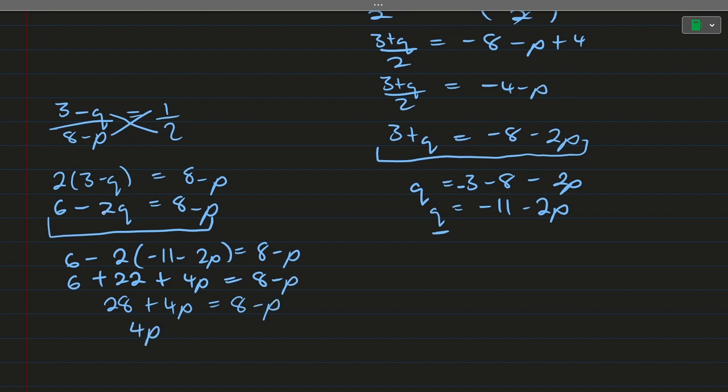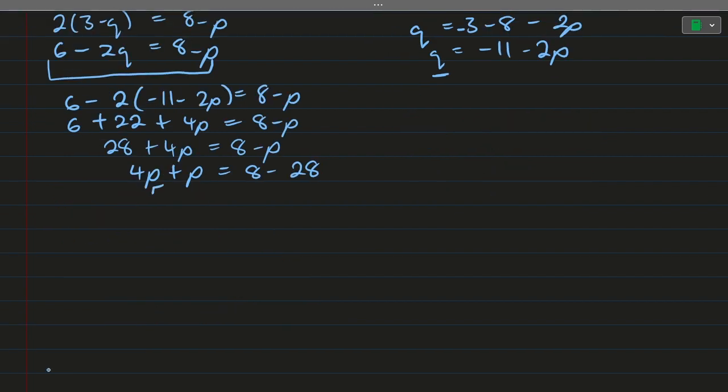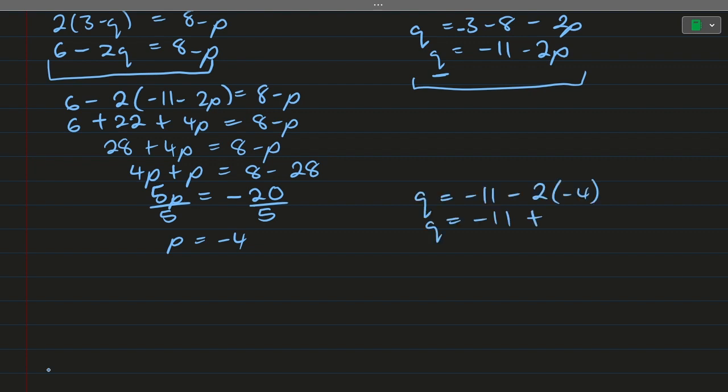And let's move the -p to the left hand side, so it becomes plus p, and 5p is equal to 8 minus 28, which is minus 20. Divide both sides by 5 and you get p is equal to negative 4. Now let's go back to this equation to evaluate q. So q is equal to negative 11 minus 2 times p, substitute p with negative 4, get q is equal to negative 11 plus 8, q is equal to negative 3, and this would be our final answer.